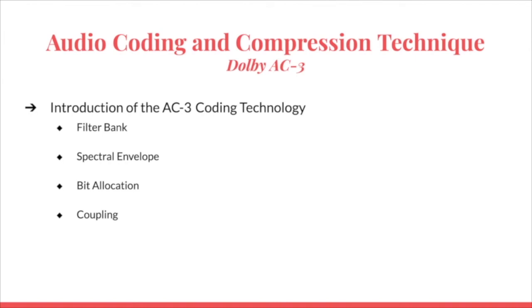And the last is coupling. When audio is encoded at a very low bit rate, audio quality will suffer. AC3 can provide high audio quality for bit rates of approximately 80 to 96 kilobytes per second per independent channel for critical material. When a multi-channel audio program is encoded, further savings in bit rate can be achieved by invoking the technique of coupling.